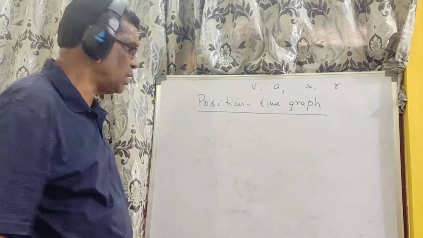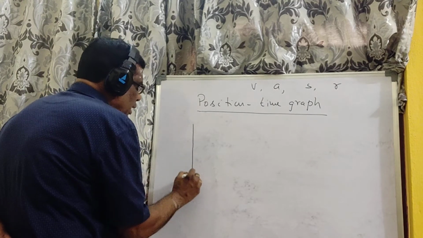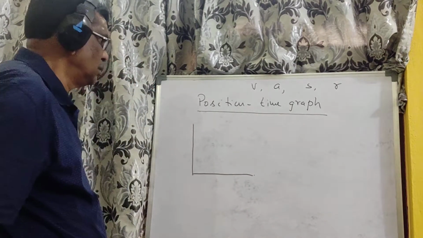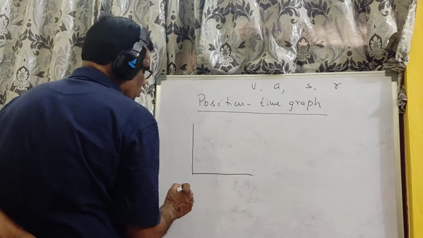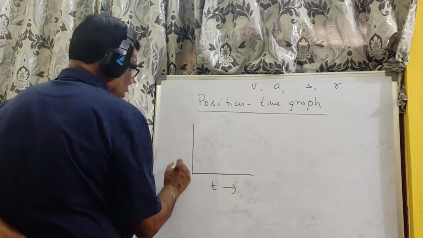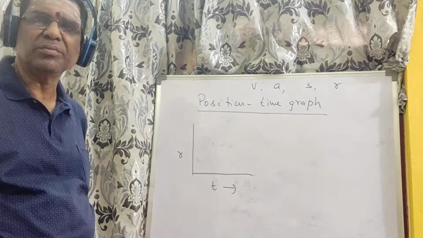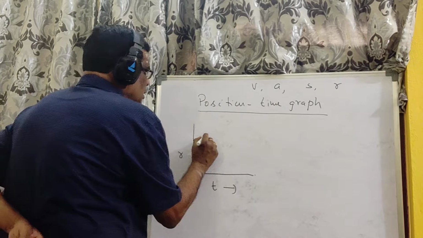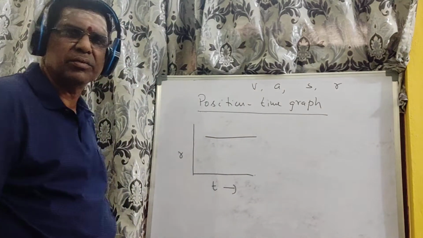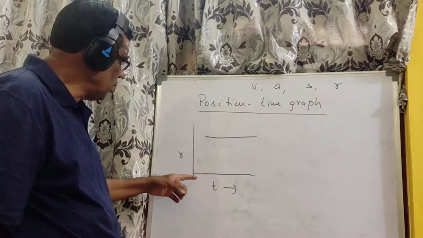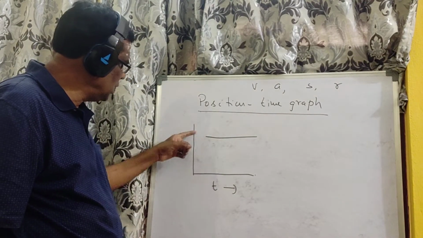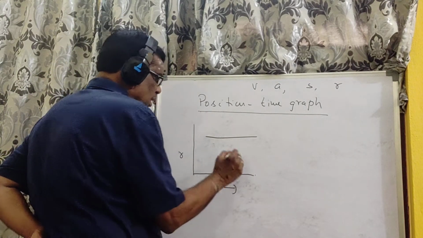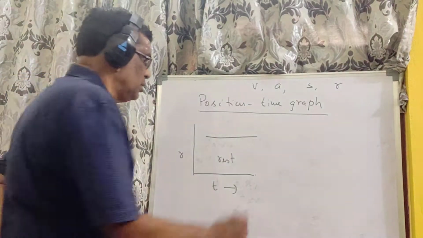The position time graph. That means I take T, this is my position. Now, suppose it is a straight line here. What do you mean by this? How do you interpret this? At any time, the position is not changing, straight line. That means the particle is at rest. Is that clear? Yes.